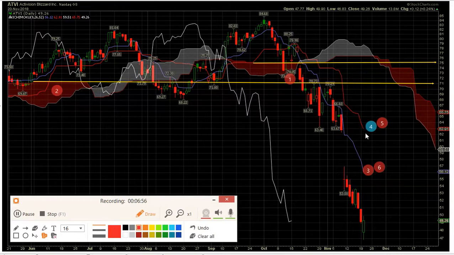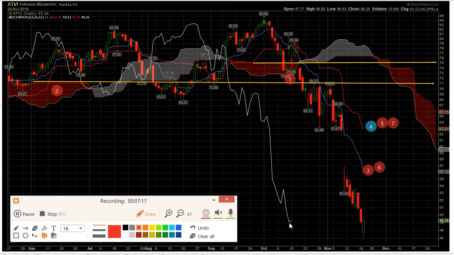Is the Kijun-sen pointing down? Well, that is definitely pointing down. It has been dropping hard here, and that is another negative item. So clearly the picture is very, very negative here, and you do not want to be long in this stock right now. Coming up to our last 3 items on our checklist, it's the Chikou span.